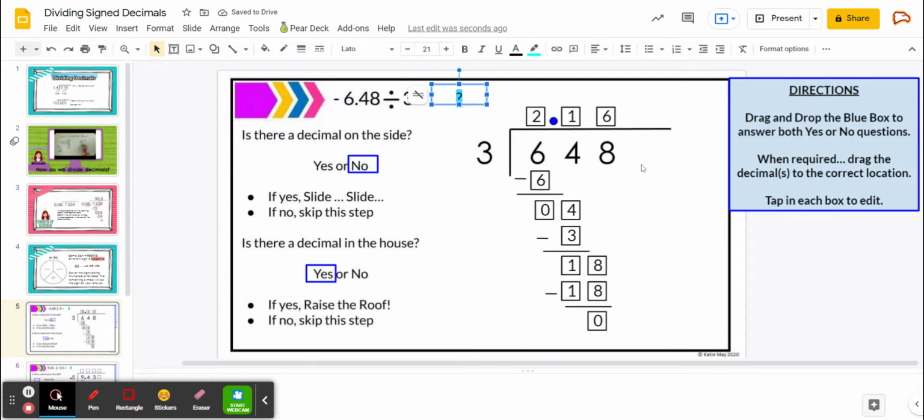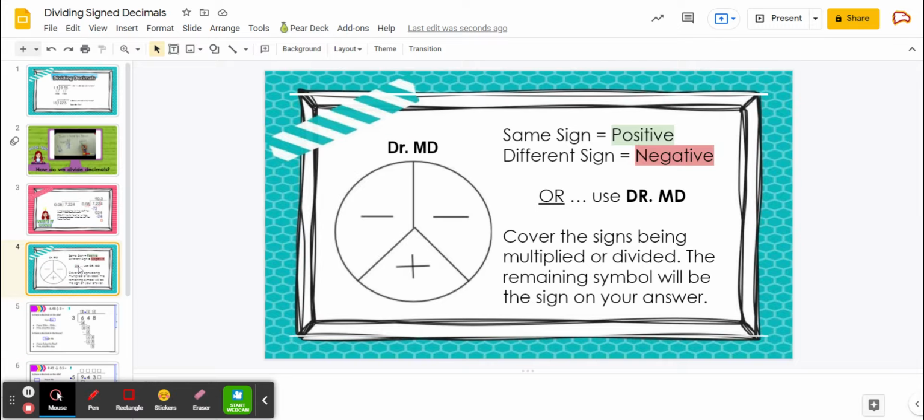Now, when we are setting up our division, we don't want to put the negative signs in there. It just gets real confusing. We want to keep it clean, nice, and simple. So when you go to leave your final answer, you need to think about your integers. So remember that if the signs are the same, it's positive. If they're different, it's negative.